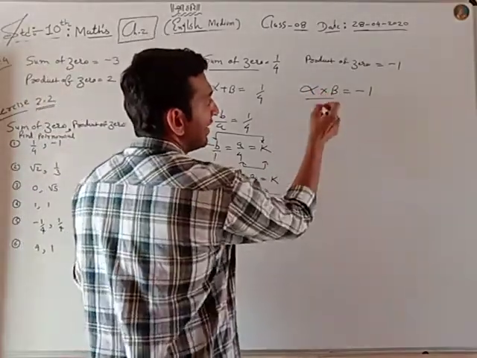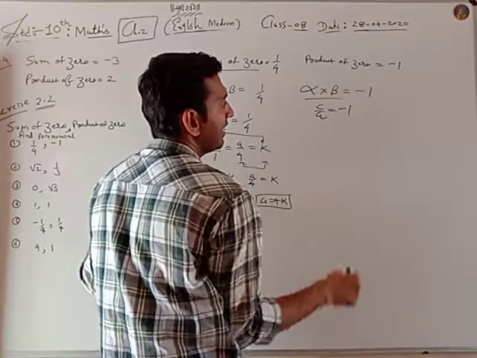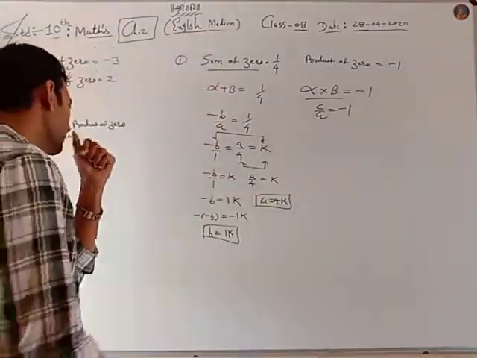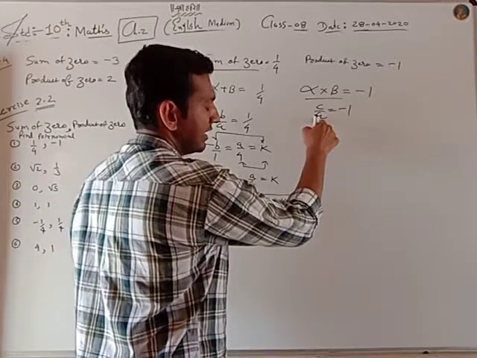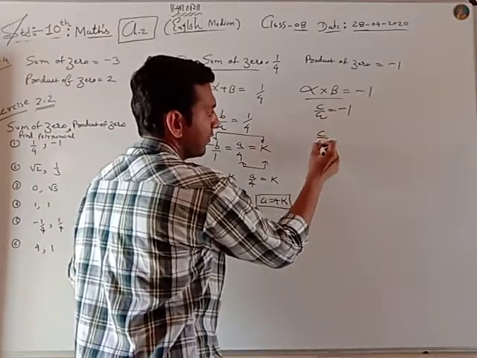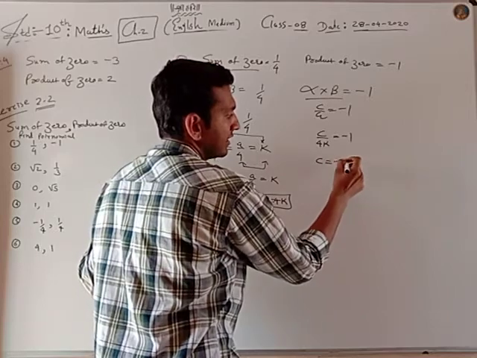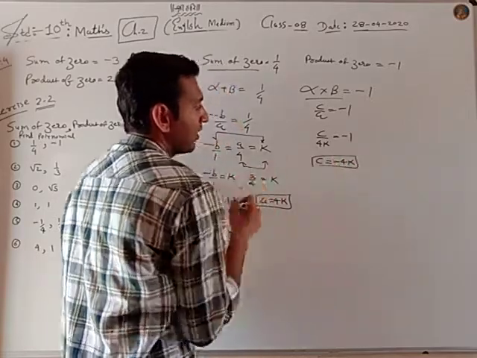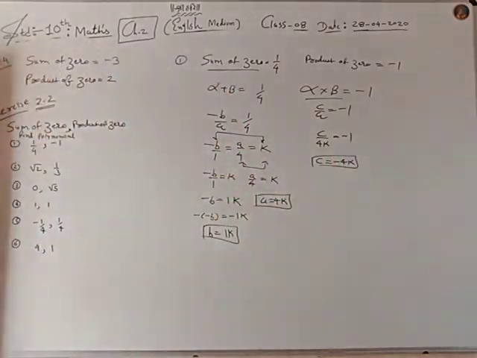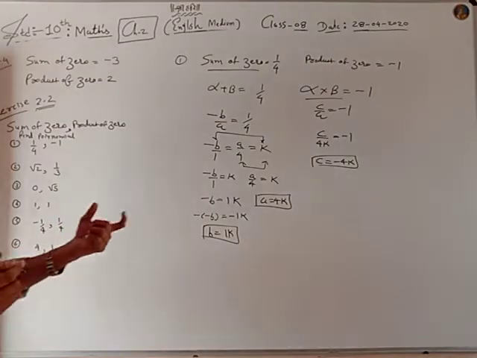First, alpha into beta is equal to c by a. c by a is equal to minus 1. Putting a is equal to 4k, c upon 4k is equal to minus 1. So c is equal to minus 4k. So I got all the coefficients in the form of k: a, b and c.